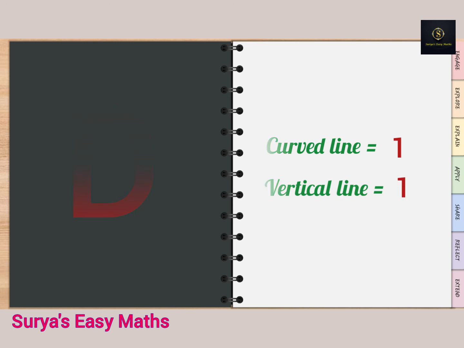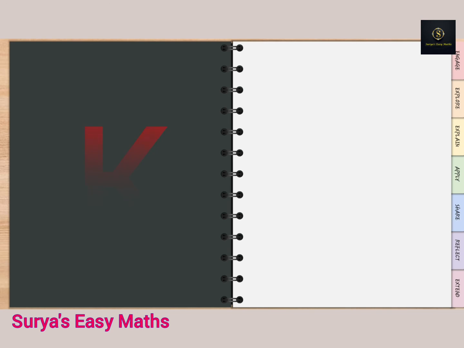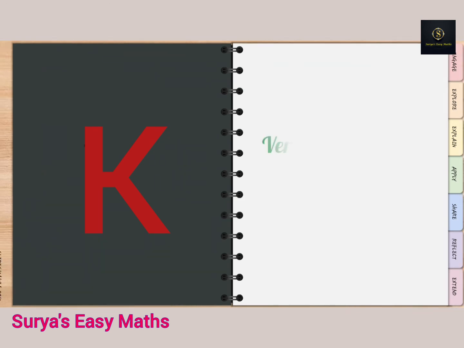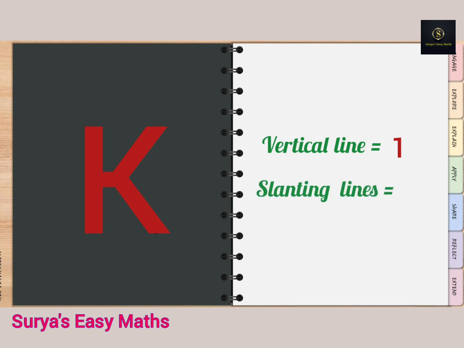Now let's see the last letter. Yes, it is K. So which lines can you see here in the letter K? Yes, vertical line is 1. So we write 1 in front of vertical line. And now which type of lines is remain? Yes, it is slanting lines. How many they are? They are 2. So we write slanting line 2.